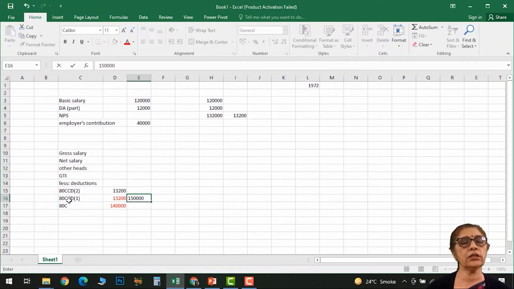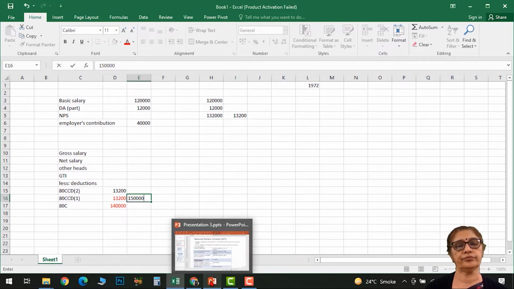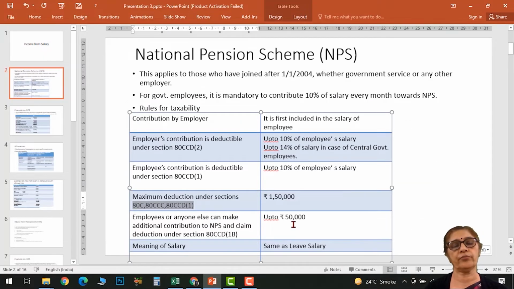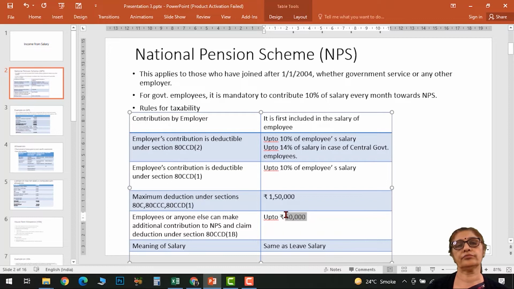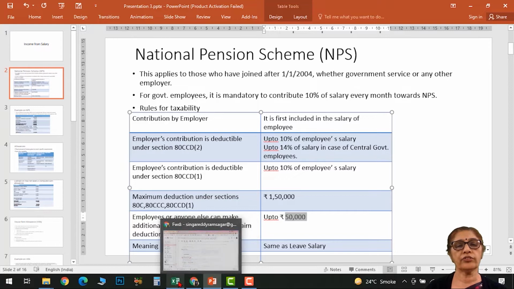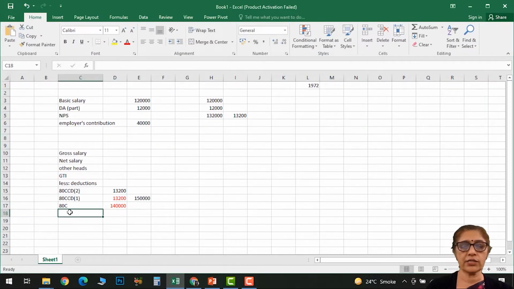CCD2 you can get additional. It's employer's contribution. Whatever he contributes first gets added to your salary and then up to 10 or 14% depending on the nature of employment you get the deduction. And CCD1 again is your contribution limited to 10% plus 80C, not to exceed 150. Additionally, on NPS, you also get a deduction under 80CCD1B, and that is 50,000. So you get an amount of deduction under CCD1B worth 50,000. So that is an extra section.